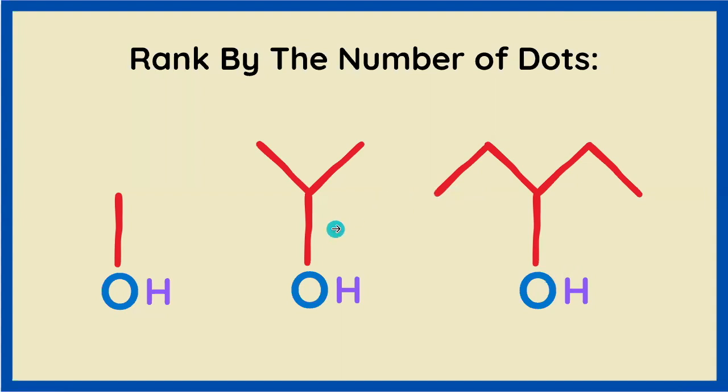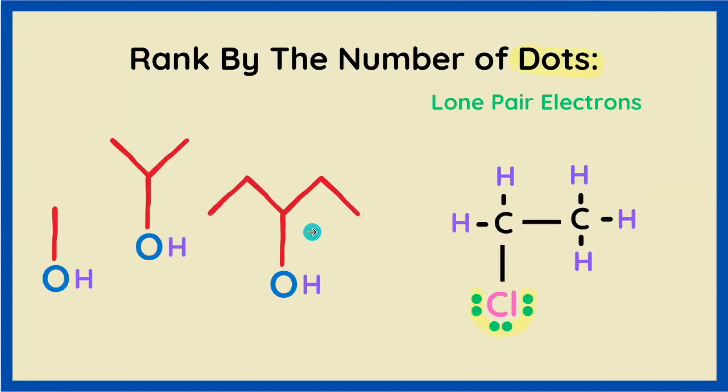Rank each of these molecules based upon the number of dots each one has. Let's dissect what they're asking. When I say dots, I mean the lone pair electrons owned by individual atoms. For example, this chlorine has 6 lone pair electrons. This is completely separate from sticks, which are the bonded electrons shared between atoms.